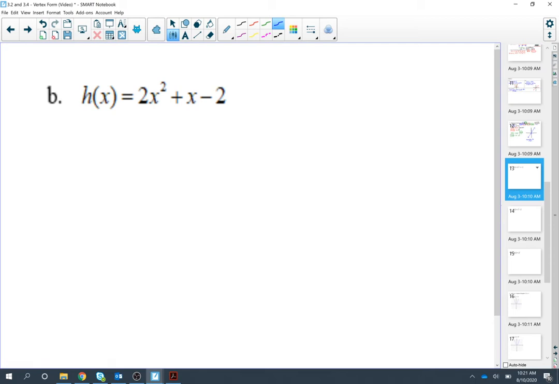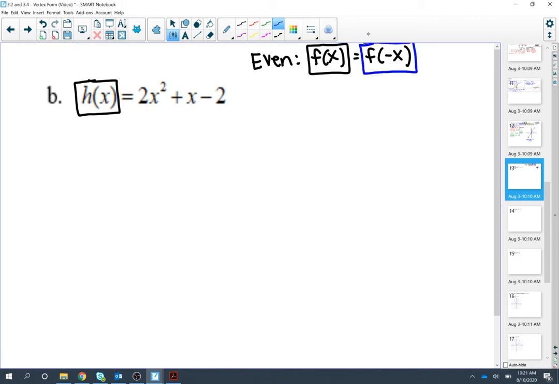Let's try again. h of x equals 2x squared plus x minus 2. So the first thing we're going to test for is even. If it is even, then f of x has to equal f of negative x. And f of x is right here, which in this case I should say h of x. But now we need to find f of negative x, meaning wherever there's an x, we're going to substitute in a negative. So we're going to do h of negative x: 2 negative x squared plus negative x minus 2.